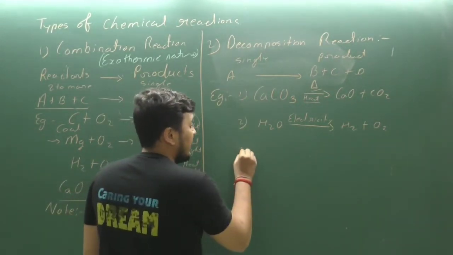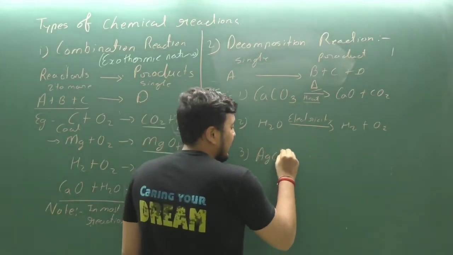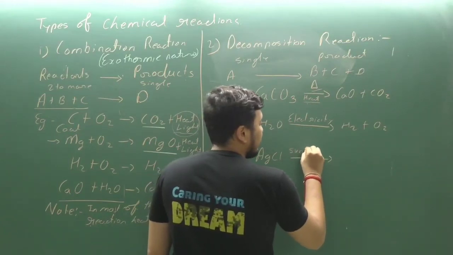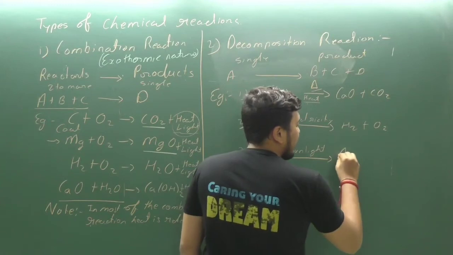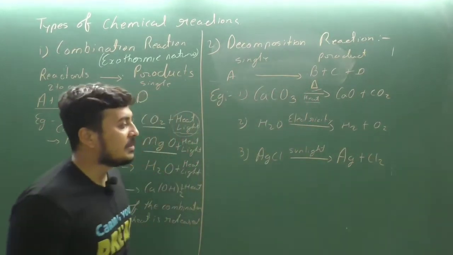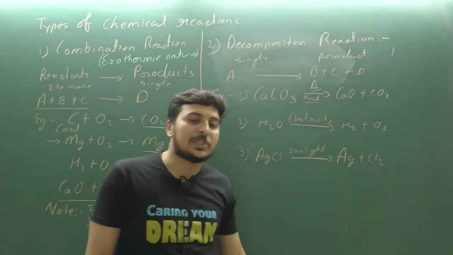Now the third type of decomposition reaction, for example AgCl. AgCl in the presence of sunlight gets divided into Ag plus Cl2, silver plus chlorine. Ag means silver, Cl means chlorine.